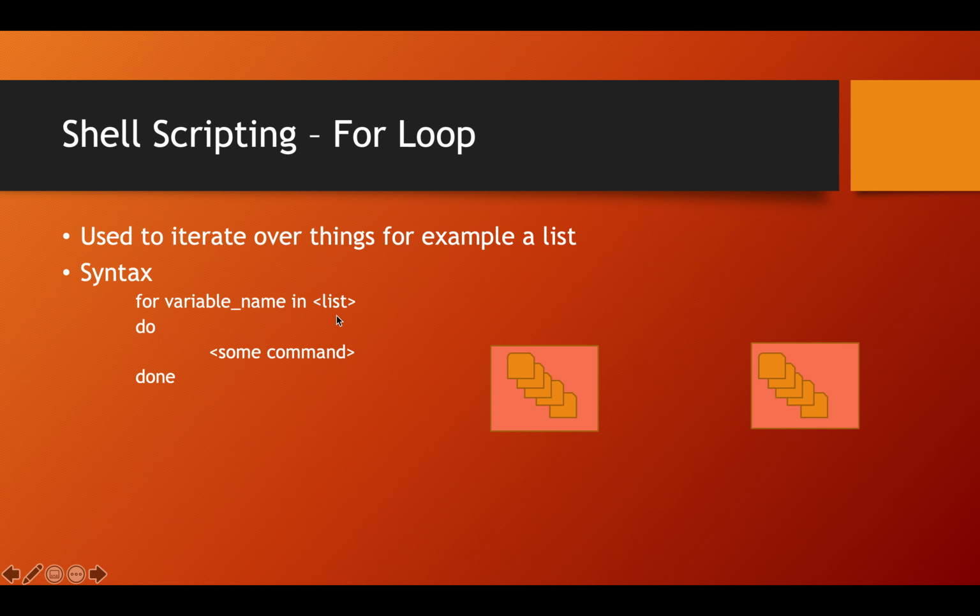Now what's happening here is, let's say you need to copy 30 files from location A to location B. What for loop will do is, it'll take each item from the list, assign it to the variable, perform some command, for example copying it from A to B, and then move on to the next item in the list until the list is exhausted. Now let's look at it in action.